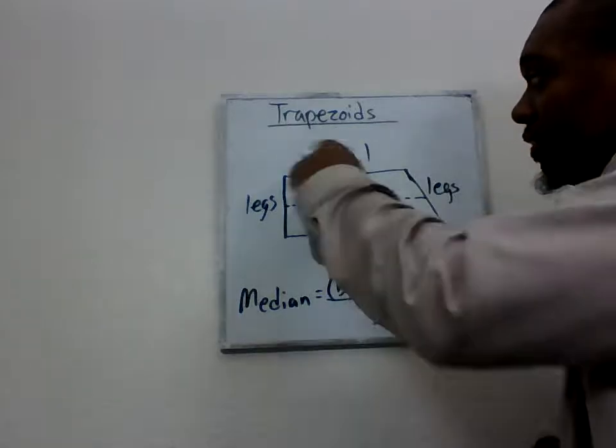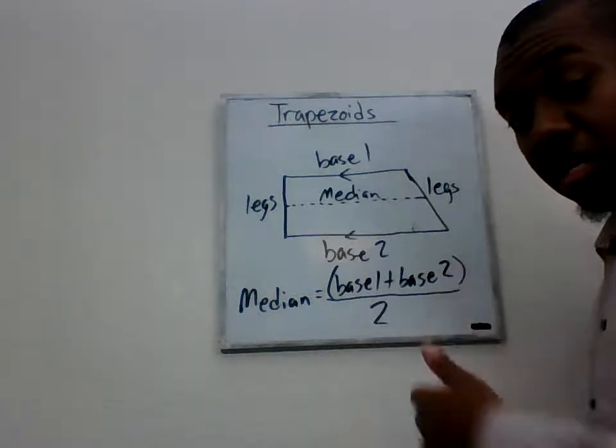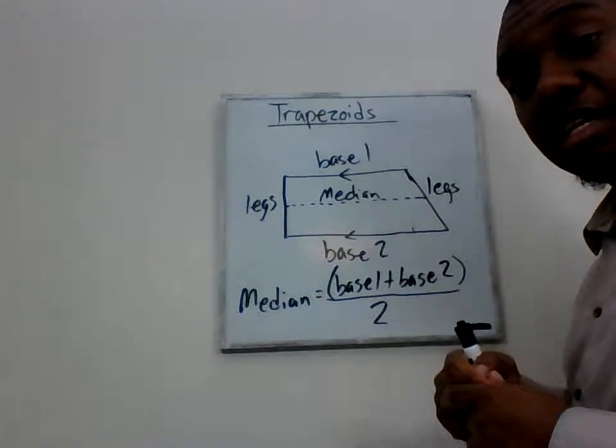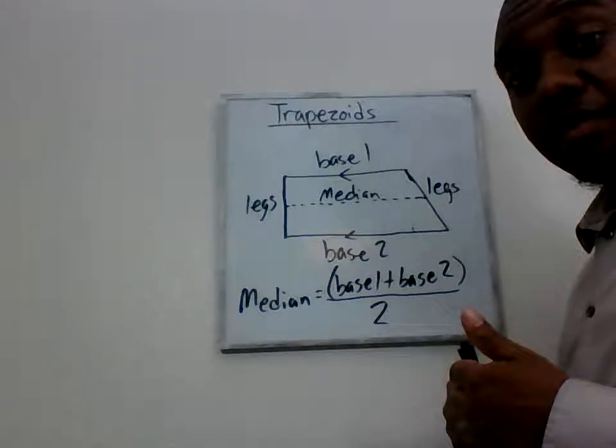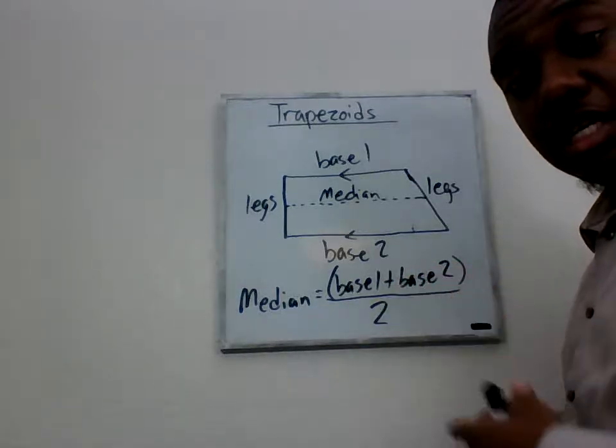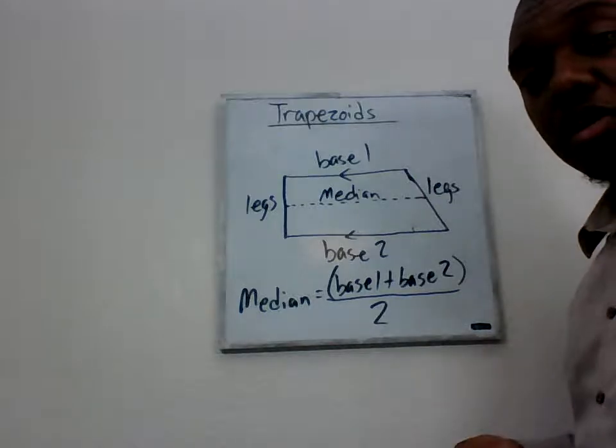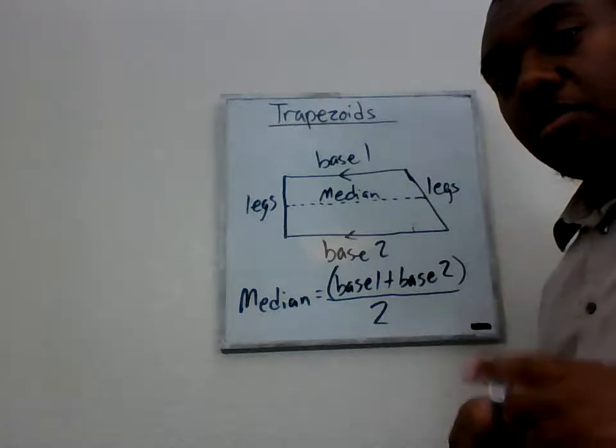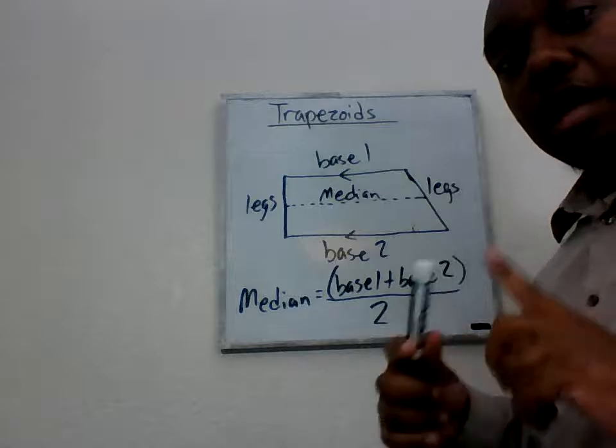Well, that makes sense. If this was 9 and this was 11, 10 would be the middle between 9 and 11. If you add 9 plus 11 together, you get 20. You divide by 2, you get 10. And that's exactly how this works. So it's very important for you to understand the median and also how to find it.